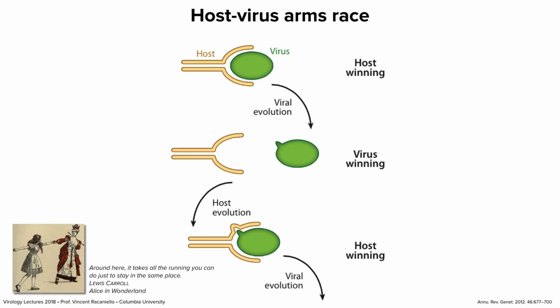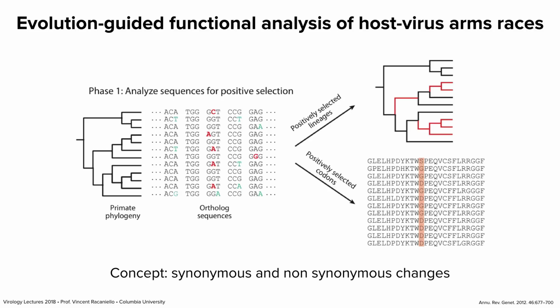Some people call it the Red Queen hypothesis because, as the queen said to Alice, it takes all the running you can do to just stay in the same place. I think you can understand why it's called the Red Queen hypothesis. We can now tell you exactly what's going on in these arms races. Let me tell you how to do that.